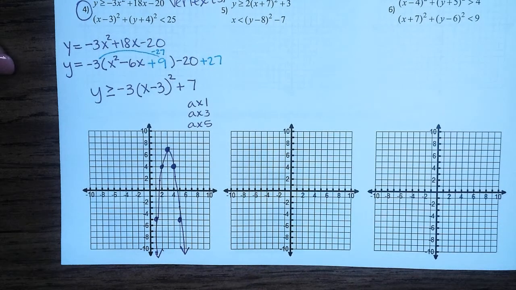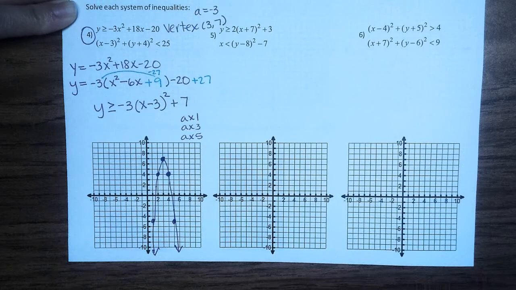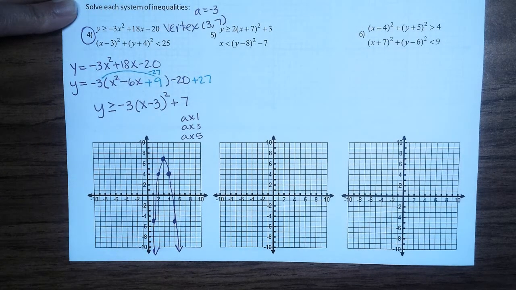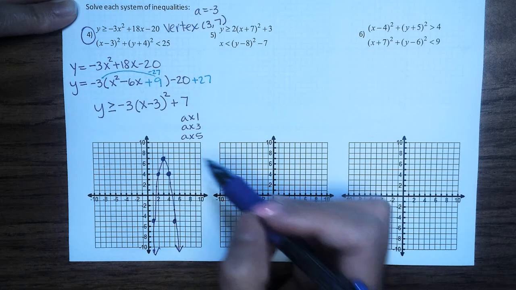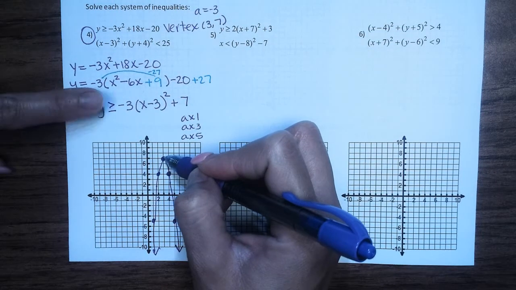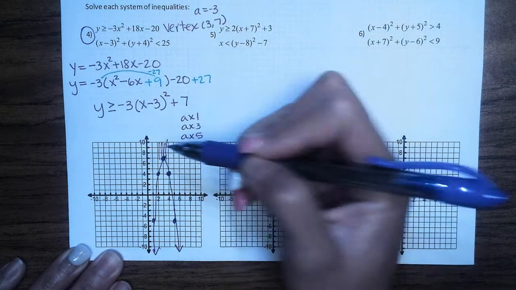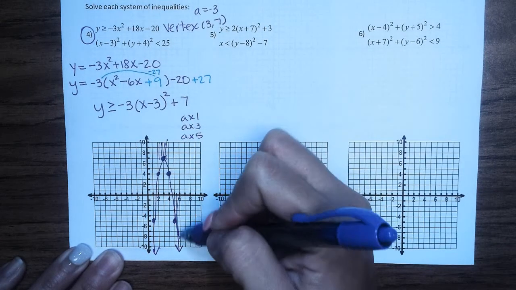Questions on how to shade this inequality? That was again from the last unit. Y is greater than or equal to, that means that you go anywhere on the parabola. I like to go to the vertex. For the y values that are greater, you start shading up. So in other words, go anywhere on the parabola and start shading up.